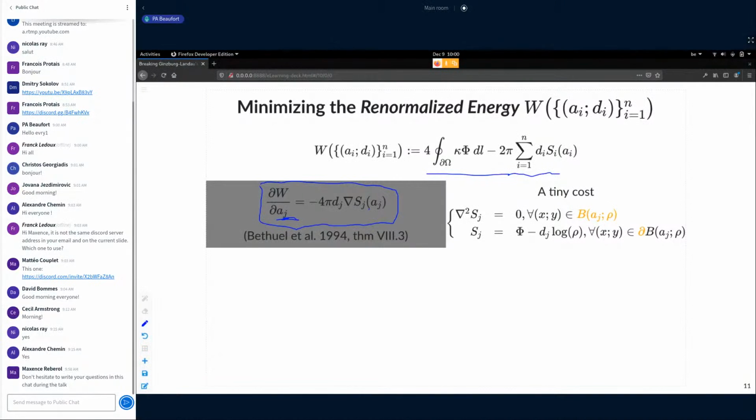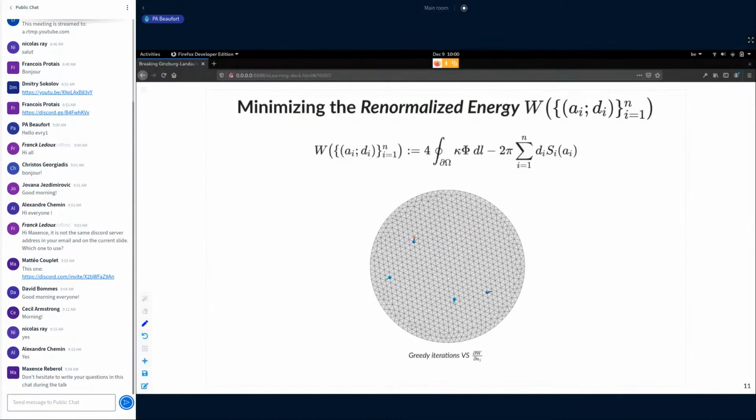And actually, to compute this is really a tiny cost, because since this is the harmonic part of phi in the neighborhood of the corresponding critical point, you just have to solve a tiny homogeneous Laplace equation there, and you are able to compute the gradient of this function, and so you know how to optimize your cross field based on the critical points.